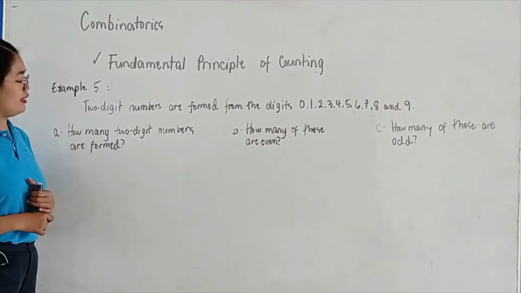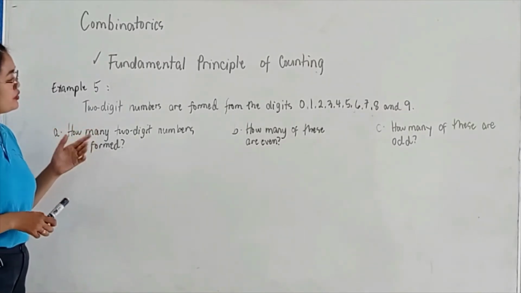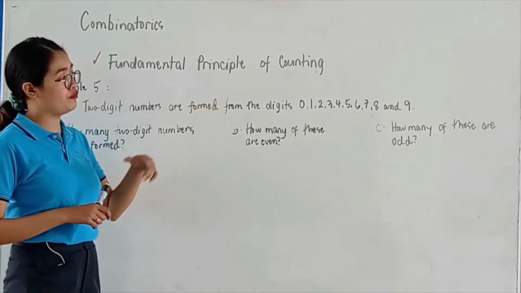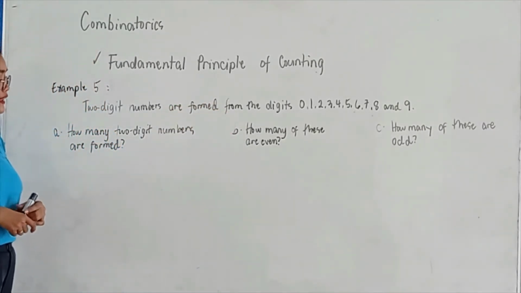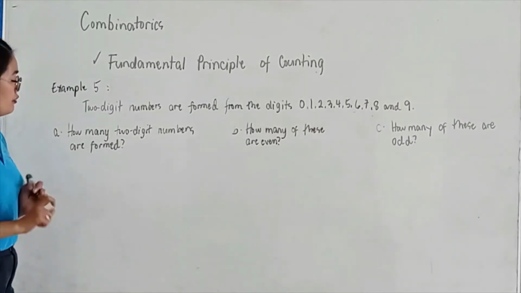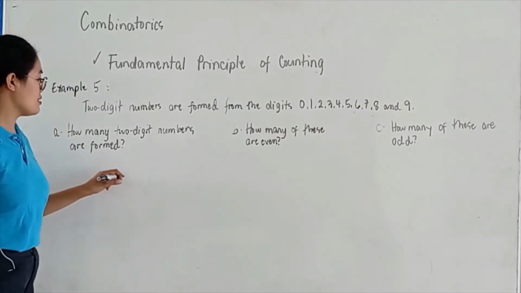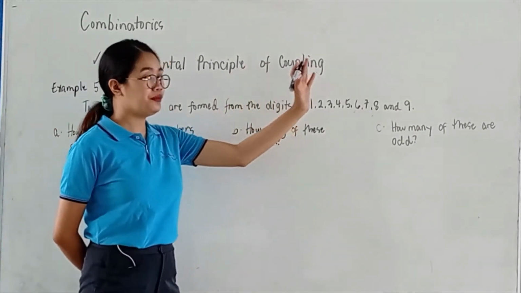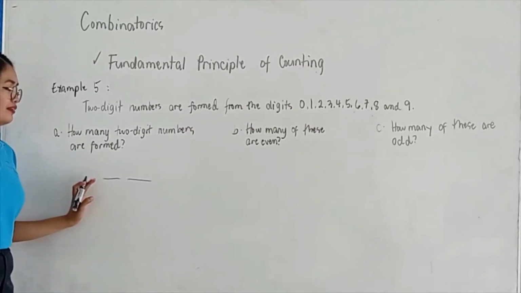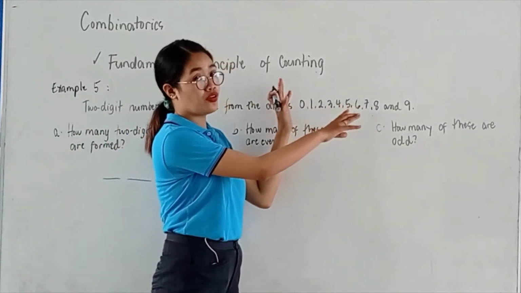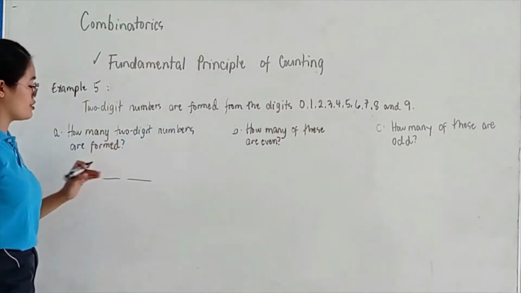For example 5, we have two-digit numbers formed from the digits 0, 1, 2, 4, 5, 6, 7, 8, and 9. Letter A, how many two-digit numbers are formed? Again, we're asked to form two-digit numbers from 0 to 9. Take note that a two-digit number cannot start with 0.